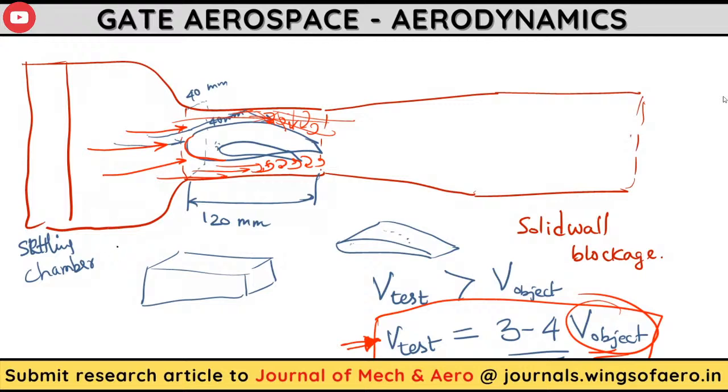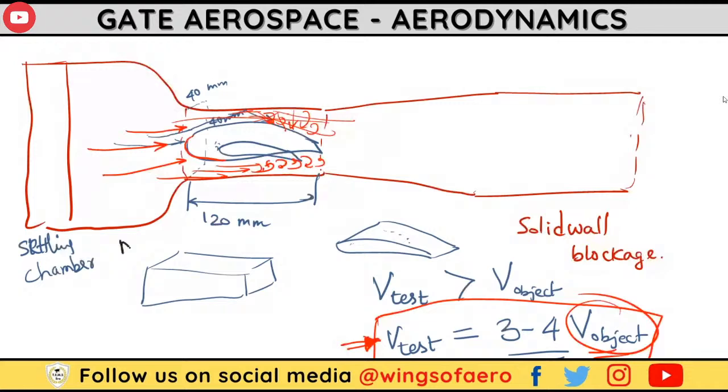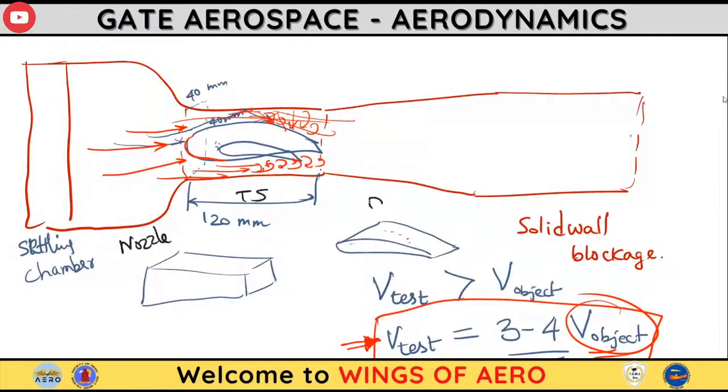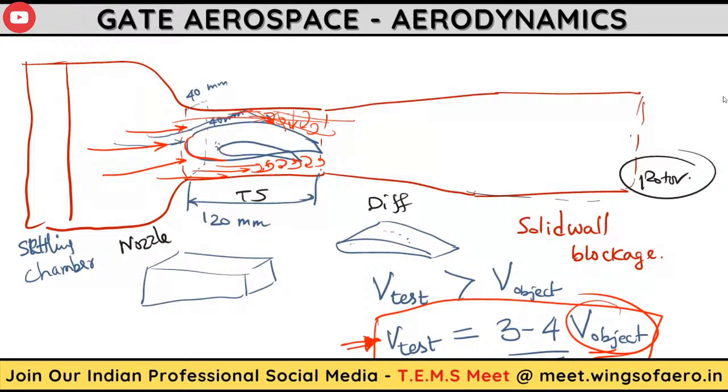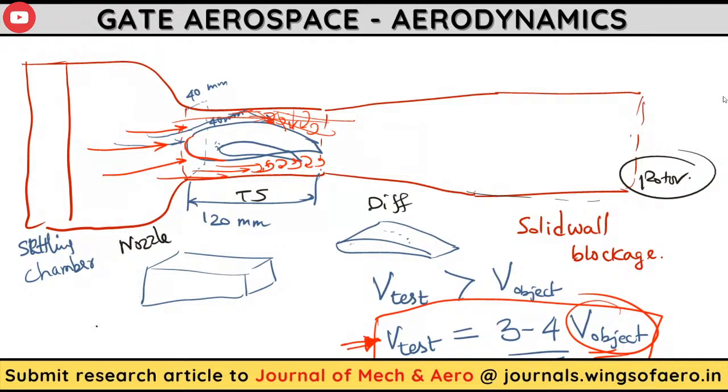Yes, ma'am. Okay, now we have the few components: settling chamber, nozzle, the test section, diffusers, extensions, fan, and rotors. I hope all of you have done the wind tunnel testing. Here another important formula plays a role. Use the same Bernoulli's principle over here.